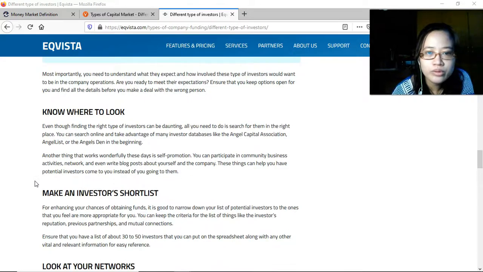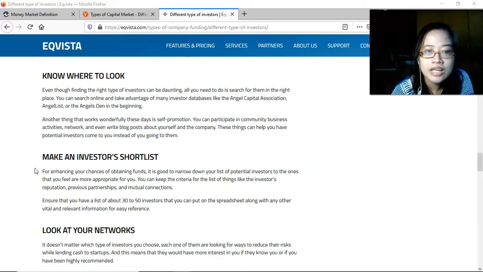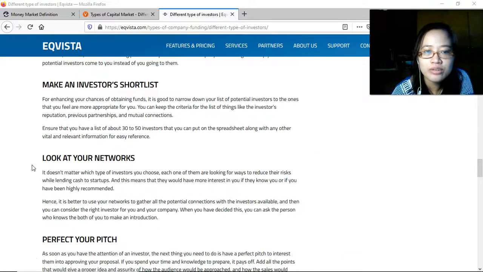Okay, where to look? Normally you can search these out, but in the Philippines I don't think there's much, but there are a number of Facebook groups for investors, startup owners, startup investors, things like that. And then of course, again, there's the crowdfunding, crowdsourcing. There are various websites you can check, if you want to try. And then you can make a list and then look at your networks.